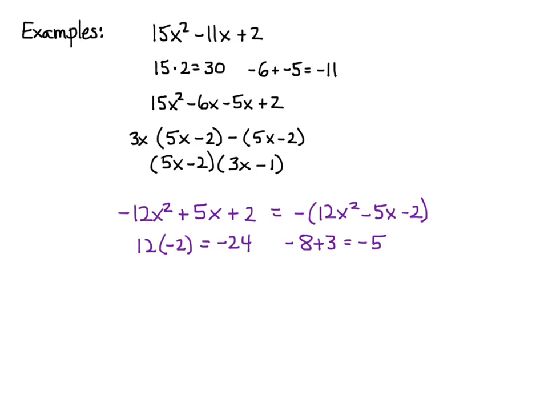So I noticed that 8 times 3 is 24, and -8 plus 3 is -5. So this is the combination that I'm looking for. If I multiply these two, -8 and 3, I get -24. If I add the two together, I get -5. So I'm going to rewrite my polynomial. Now, notice here I'm keeping that negative out front. So this is just carrying forward with us. All right, so I'm going to factor this by grouping.